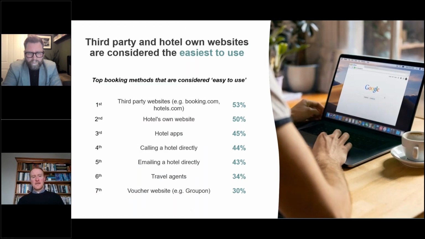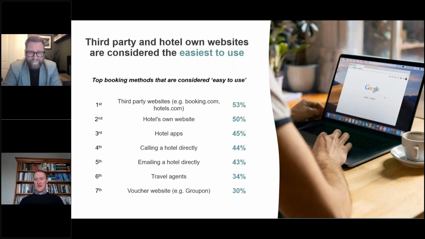We also know from the research that hotels are the number 1 place where people do actually book. So 60% of consumers have booked through a hotel's website. But actually, in terms of ease of use, it's beaten by third-party websites. Now, debate exactly the detail around that.